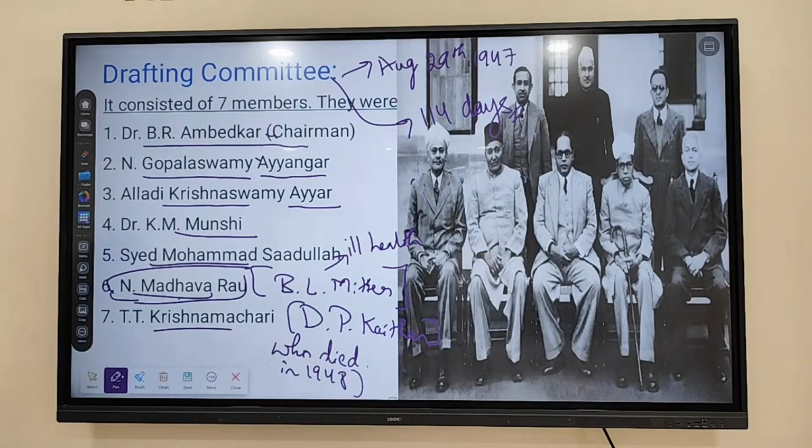Okay. See, in a family, if we are 4 people, every perception is totally different. The thoughts are different. We only debate in our own family. But think of 299 members who were there in that Constituent Assembly. How they have worked together for framing the Constitution, the new Constitution for India. Understood?